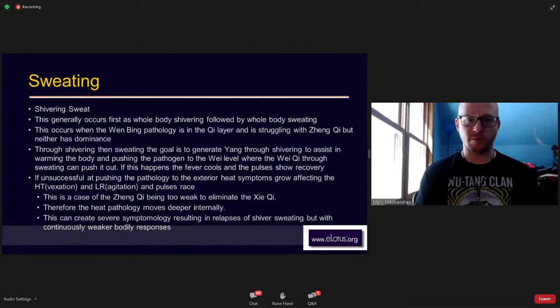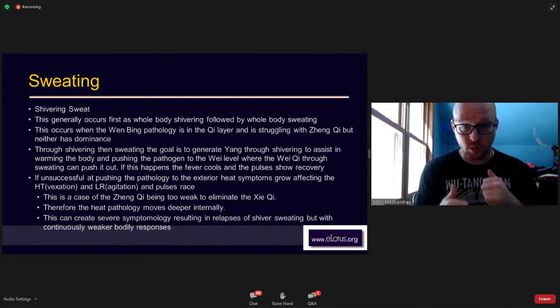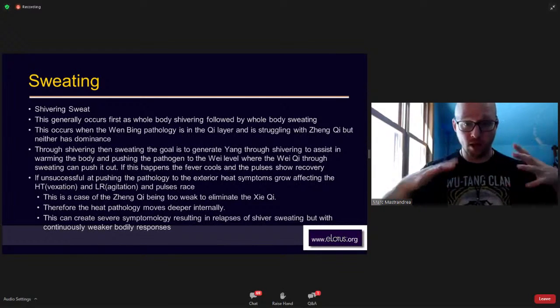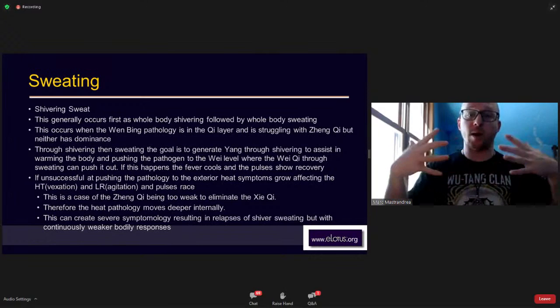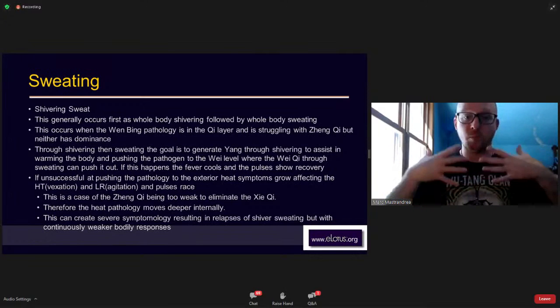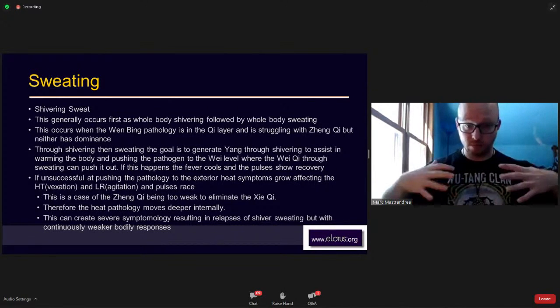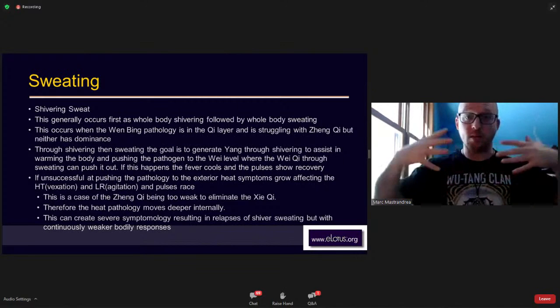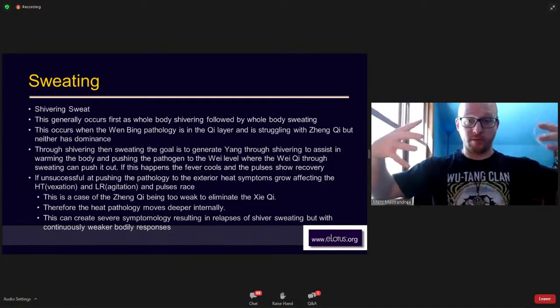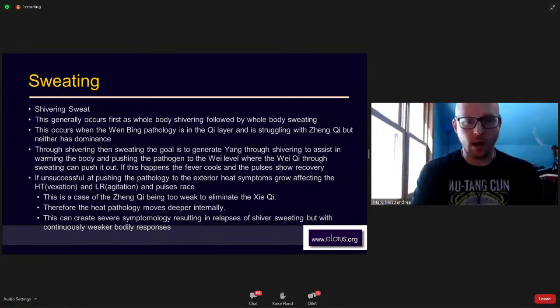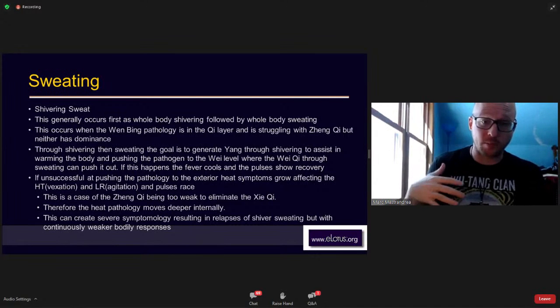Through shivering and then sweating, the goal is to generate yang through shivering, to assist in warming the body. Because when you shiver, your body's trying to warm up, trying to create more yang qi to push this pathogen to the wei level. This yang will be an aspect of the wei qi, which moves to the exterior level to help sweat things out, right? And when you sweat, the body can push things out.